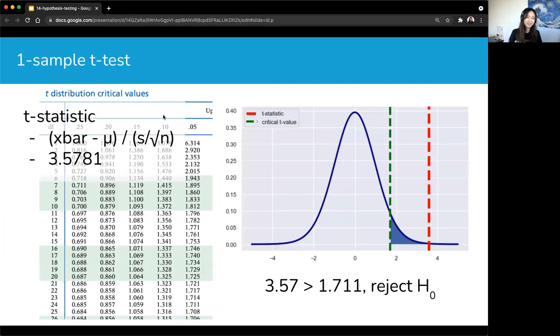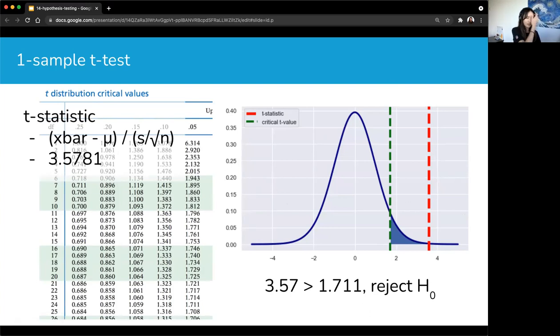Cool. There's a lot going on here, but let's take a look at all these different things. Remember how with our z-test, we calculated some sort of z-score? You can actually do something very similar with a t-test. Instead of calculating a z-score, we want to calculate a t-statistic. So here we're going to calculate this t-statistic, which is 3.57.